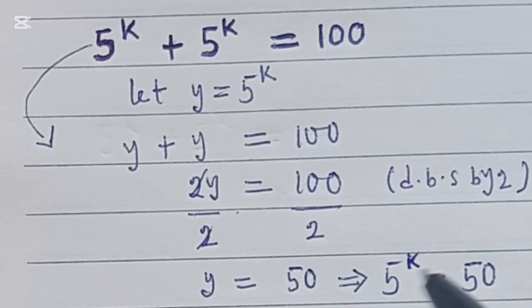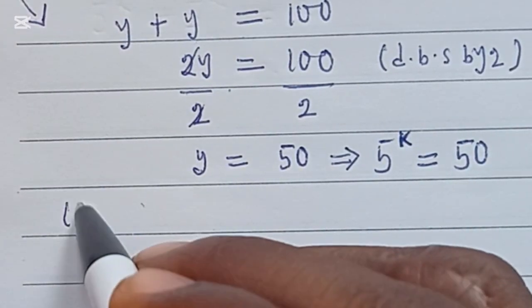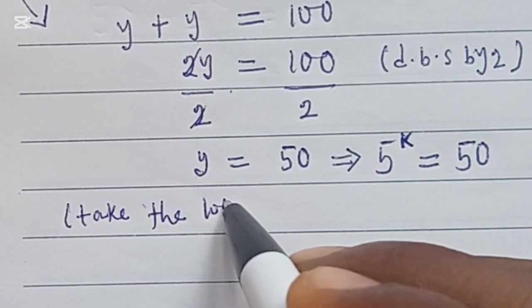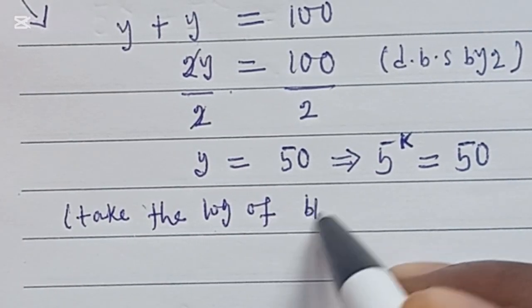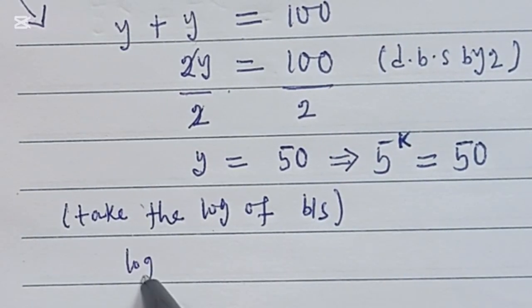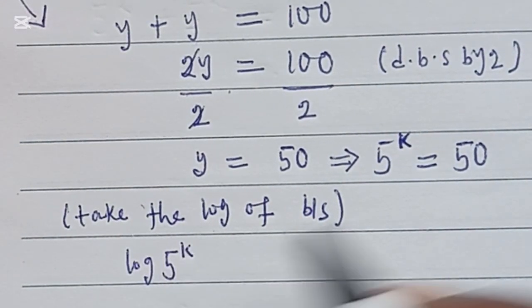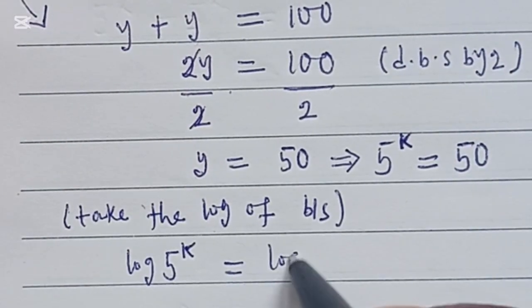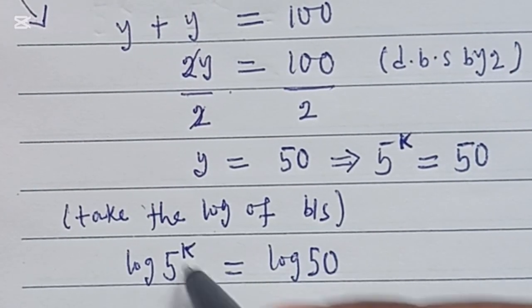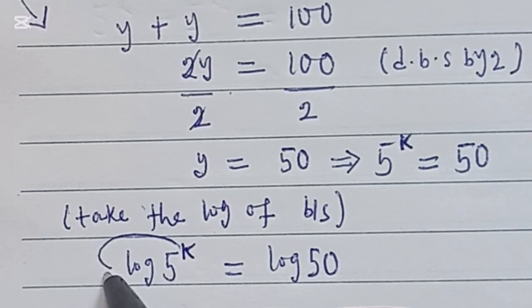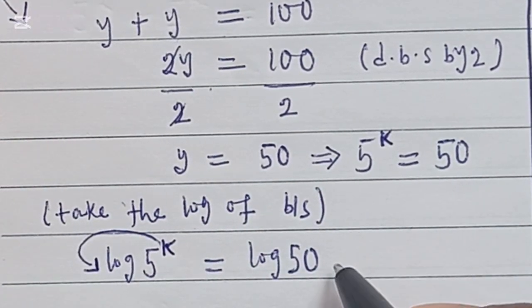So what you want to do is introduce logarithms. Take the log of both sides so we can get the value of k. When we do that, we get log 5 to the power of k on this side, and log 50 on the right hand side. By the law of logarithms, we can simply move the k to the front of the expression and multiply the logarithm by k.